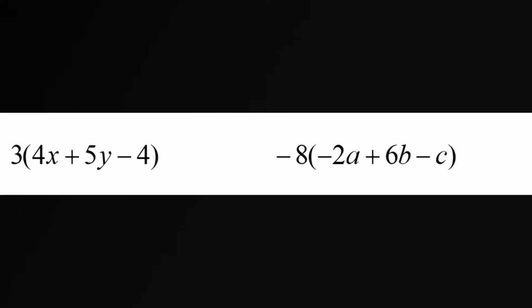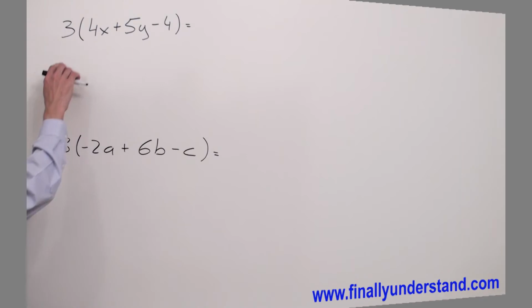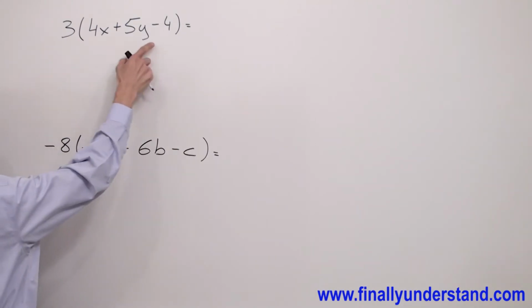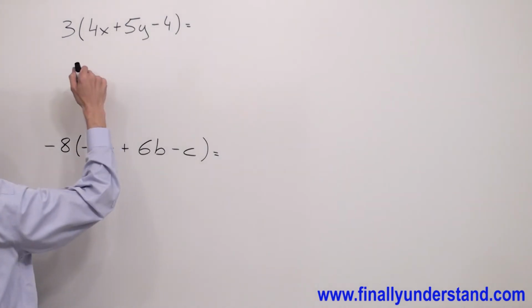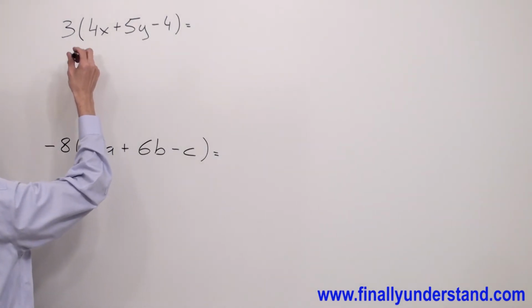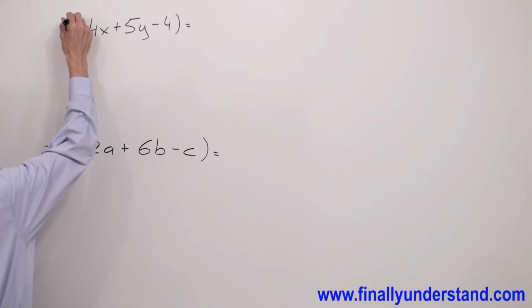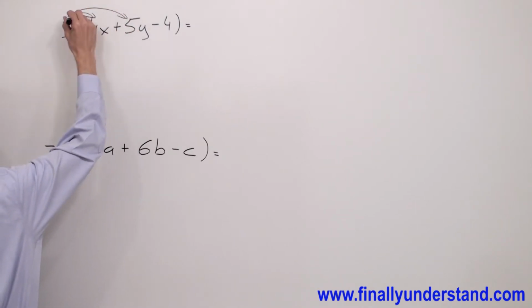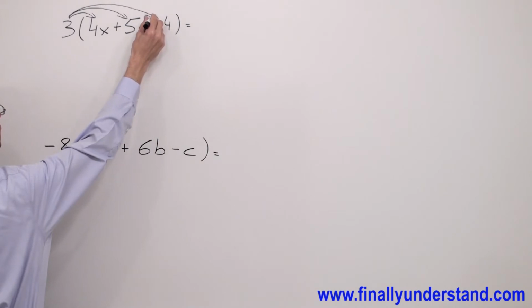Let's multiply monomial by polynomial. 3 represents monomial, and this term inside of the parentheses represents polynomial. What we're supposed to do, we're supposed to distribute this 3 into the parentheses. I have to multiply 3 by every single term inside of the parentheses.